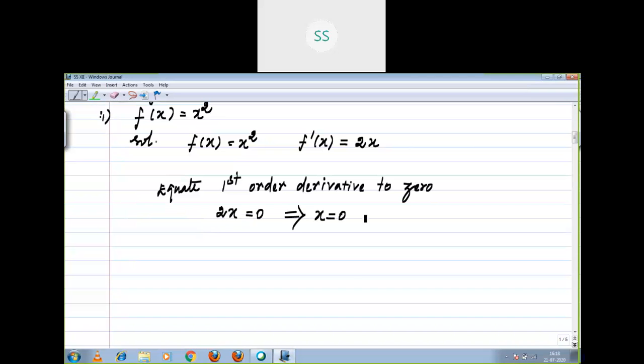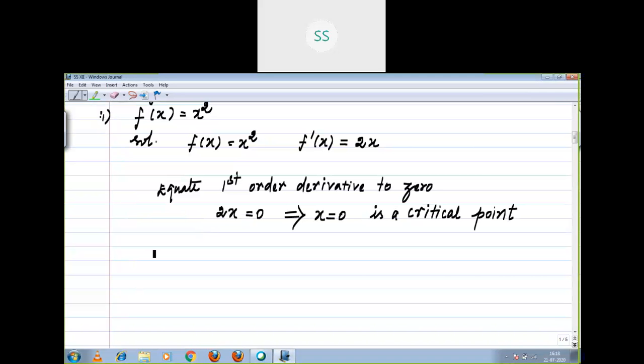x is equal to 0. This one we call it as critical point. x is equal to 0 is a critical point. First step, you did the differentiation. Second step, you are equating the first order derivative to 0. You arrive at the value of x. That we call it as critical point.